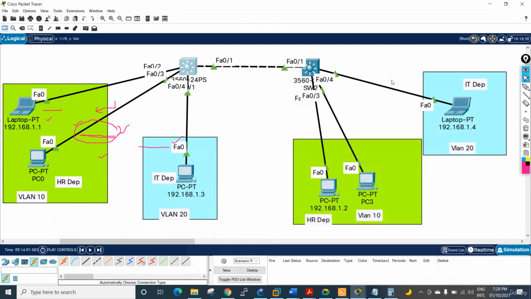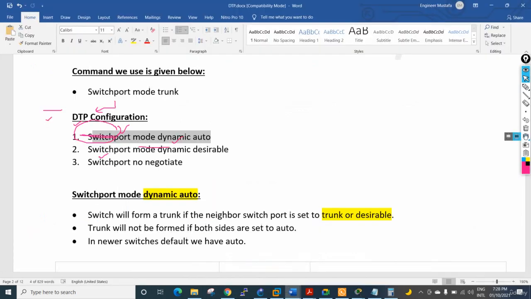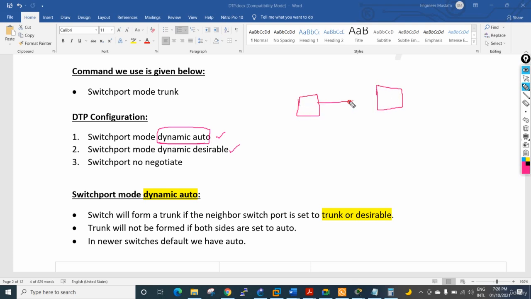So if you see here in our theory, what we are saying in the DTP is that we have three modes: dynamic auto, dynamic desirable, and so on. By default, when you buy a Cisco switch, all interfaces are in dynamic auto. So when we connect two switches, when we cable two switches together, it will not become a trunk. Why? Because by default we have auto. When you have auto on both sides, it will not form a trunk.